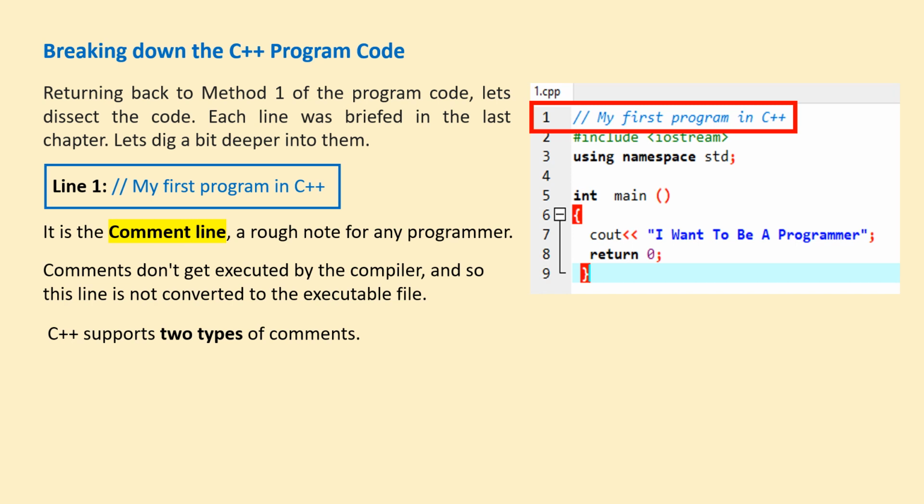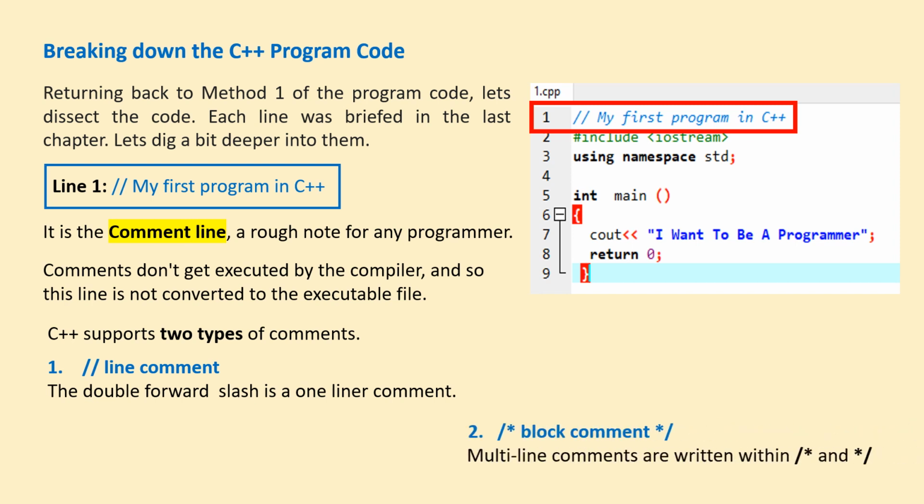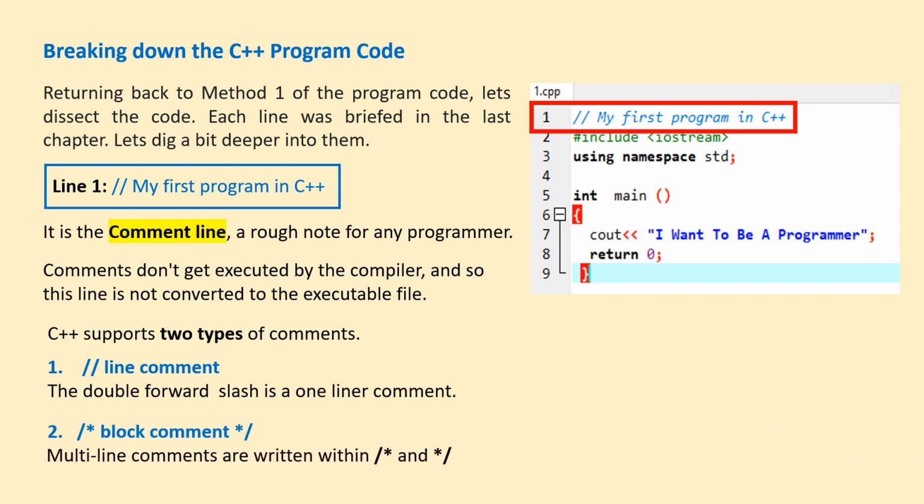C++ supports two types of comments. Number 1. // It is the one-line comment. Number 2. The block comment. It is used to write multi-line comments. Multi-line comments can be placed within /*, and the closing */.